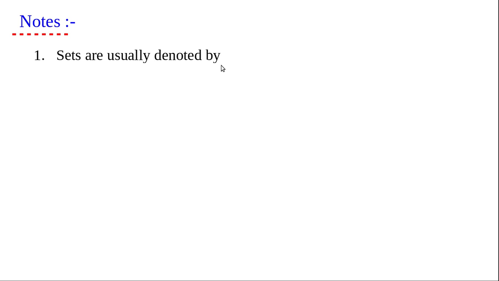How can we name a set? Sets are usually denoted by capital letters in English, which are the capital letters A, B, C, etc. So we usually denote sets by capital A, capital B, capital C, etc. For example, let A be the set of all natural numbers less than 5. Which are the natural numbers less than 5? 1, 2, 3, 4.